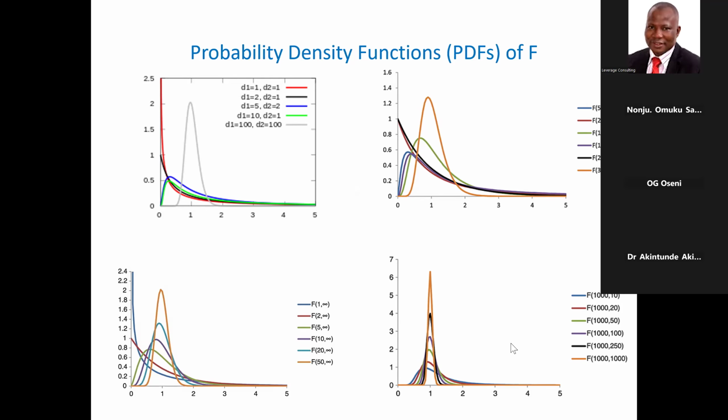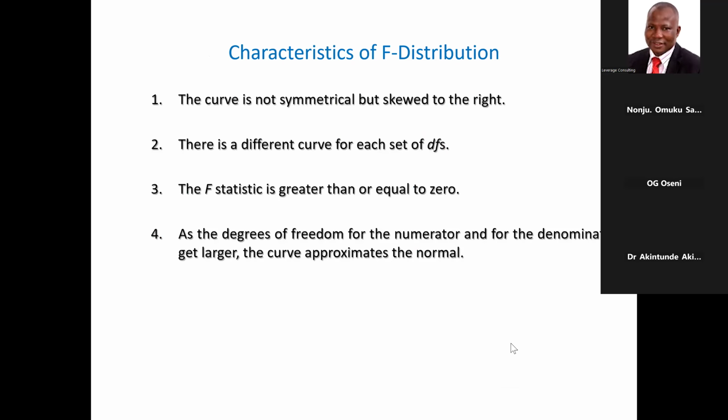One thing also, just like any other probability density function, as the degrees of freedom increase, the F distribution begins to approximate the normal distribution. We will not talk much about that, just for you to have a clue. The characteristics of the F distribution: the curve is not symmetrical but skewed to the right, just like chi-square is skewed to the right. There's a different curve for each set of degrees of freedom.